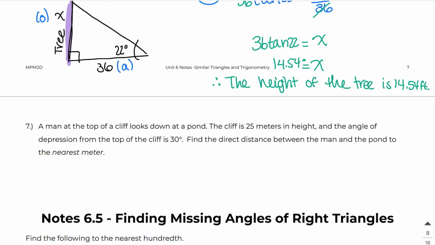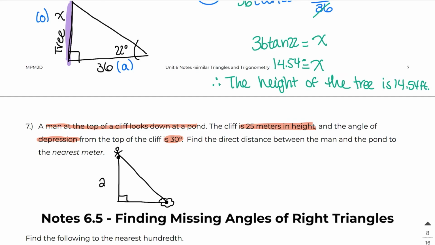So in number 7, it says a man at the top of a cliff looks down at a pond. So there's a man, he's at the top of a cliff, he looks down at a pond. The cliff is 25 meters in height, and the angle of depression from the top of the cliff is 30 degrees. Find the direct distance between the man and the pond to the nearest meter. So we can see here that this will be our cliff. The man is standing up here, okay? We also know that there is a pond that he's looking down at. So this right here is the pond that he's looking at, okay? And so he's looking like this right here down at the pond, and this completes my right triangle.